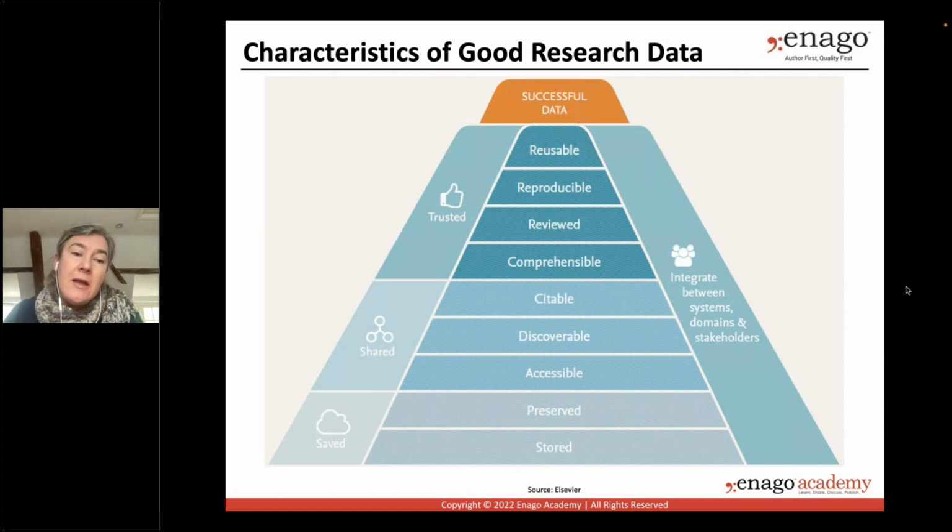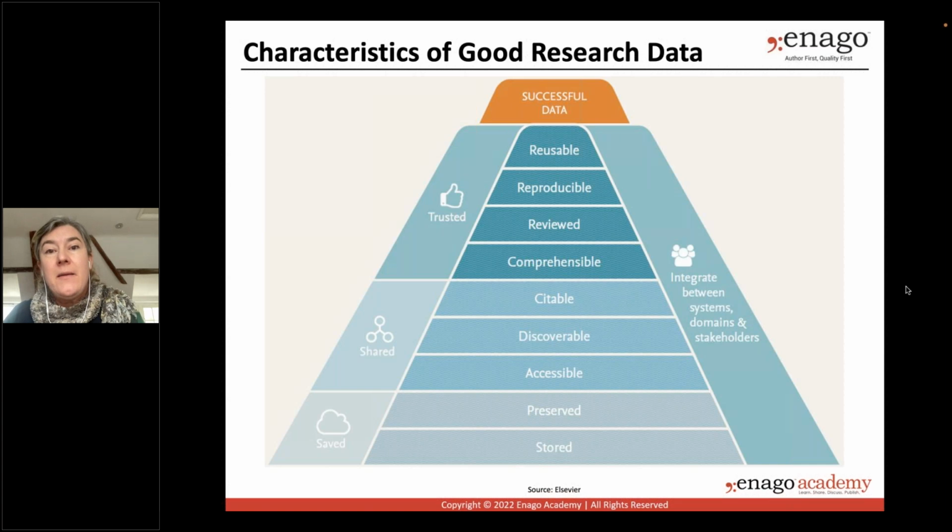Data that are or can be shared need to be accessible, discoverable and citable, and data that are trusted need to be comprehensible, they need to be understood. They should be reviewed so that the wider community has an opportunity to test them. And they should be reproducible where that's possible, which would often be the case for experimental data, for instance. And then reusable, so again, robust enough to be applied to different cases.